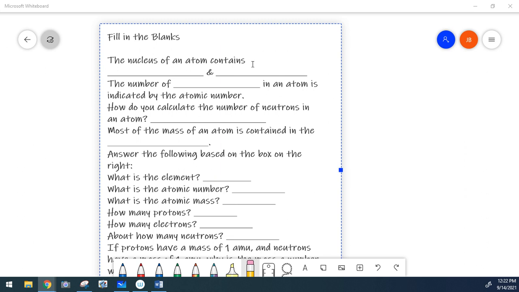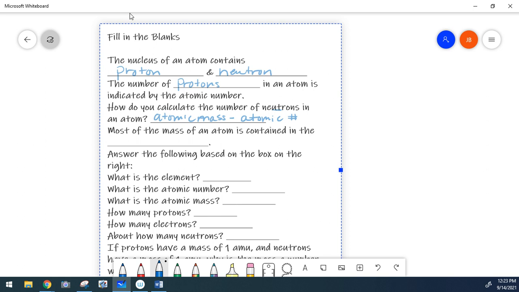So let's go through. The nucleus of the atom contains what? What does it contain? Irene? Protons and neutrons. Very good. The number of protons in an atom is always indicated by the atomic number. All right. Protons. Good. How do you calculate the number of neutrons in an atom? Irene? Atomic mass minus atomic number.